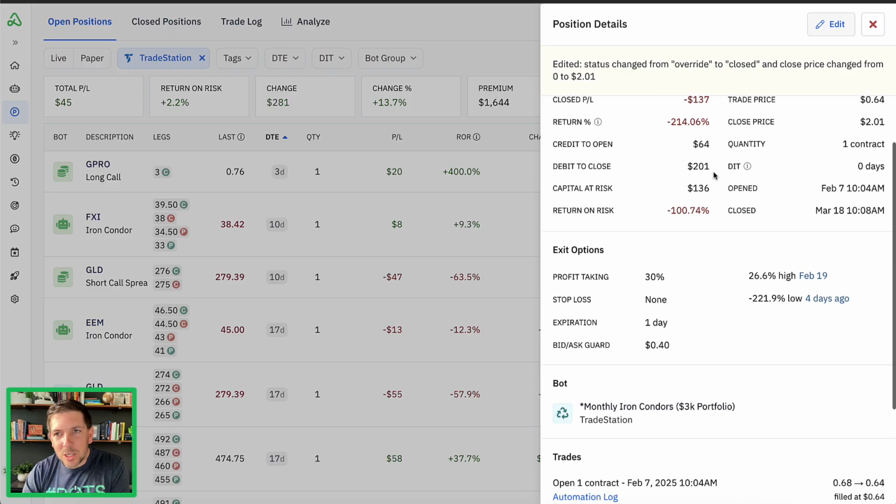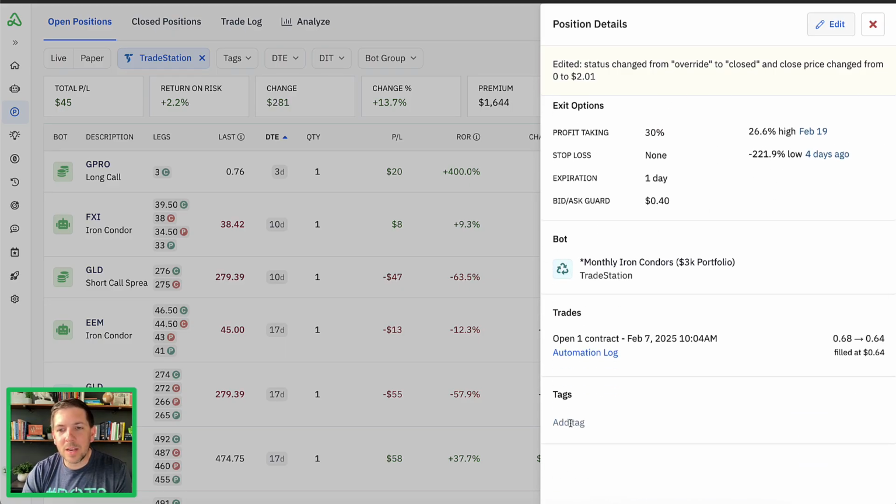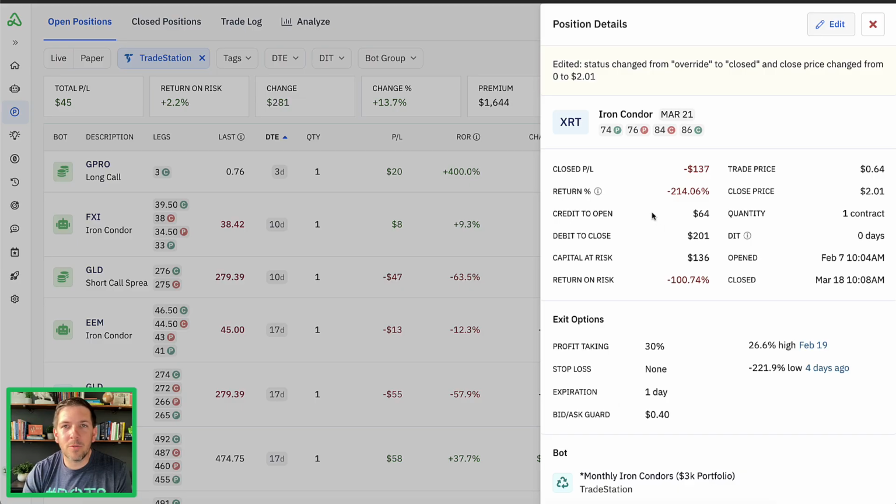Now what I like to do also in these scenarios is go in here and add a tag for assigned position. There it is, assigned. There we go. I add a tag for assigned. And that just tells me that I have had this position assigned. I can use this when I go through my stats or my analytics later on. I know which positions were assigned or how many positions were assigned over time. So I just quickly add that tag in there.